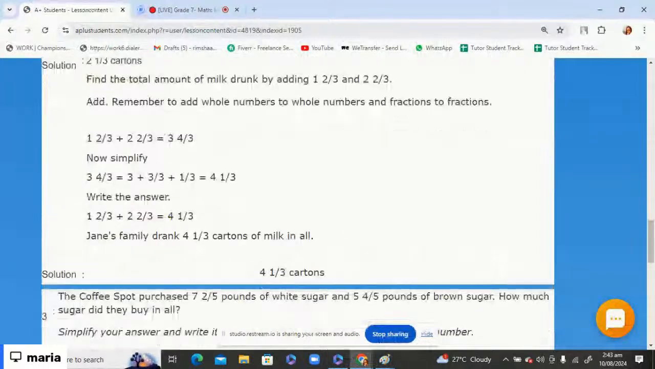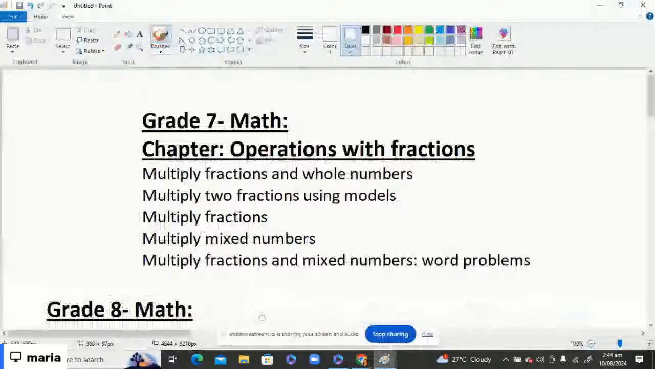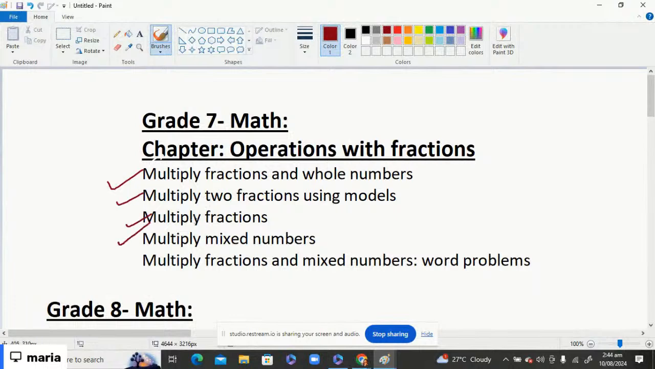Hope you guys understand these lessons. Today we covered grade 7 maths, operations with fractions, and these are the names of the lessons we covered: multiply fractions and whole numbers, multiply two fractions using models, multiply fractions, multiply mixed numbers, multiply fractions and mixed numbers, and word problems. Hope you guys understand all these lessons.